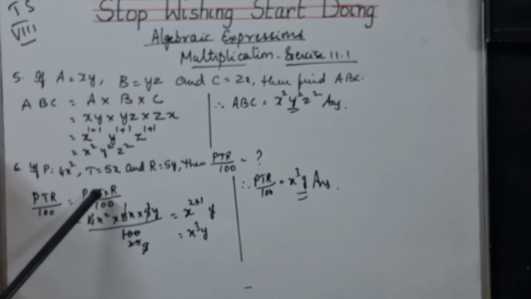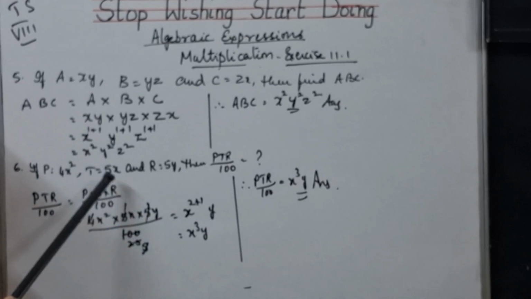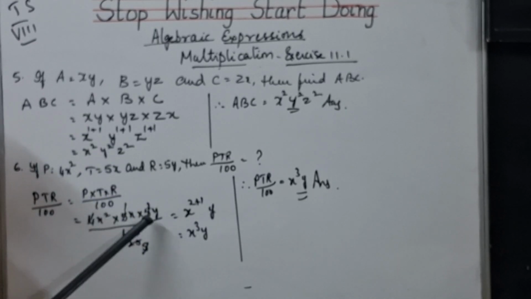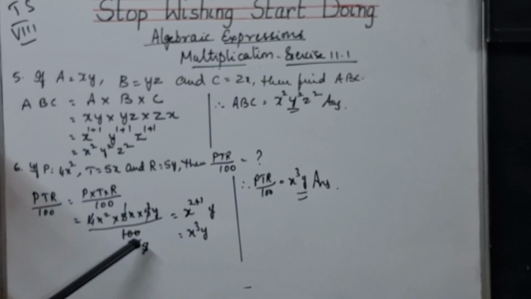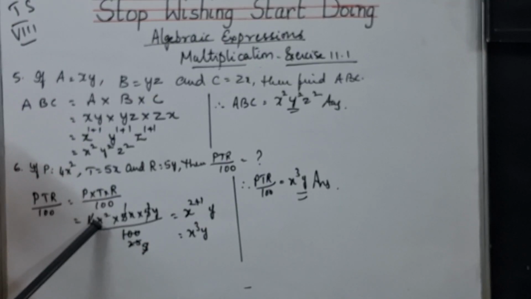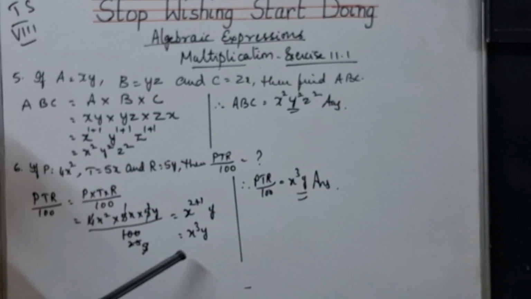PTR by 100 means P into T into R by 100. P means 4x square into T means 5x into R is 5y by 100. See, 4 ones are 4, 2s are 4; 5 ones are 5, 5s are 5, and 5 will get cancelled. So what is left behind? X to the power of 2 plus 1, 3, and y. So x cube y. So PTR by 100 is x cube y.